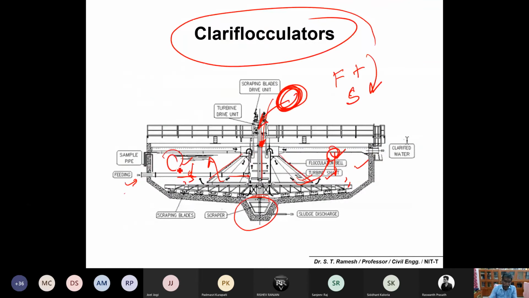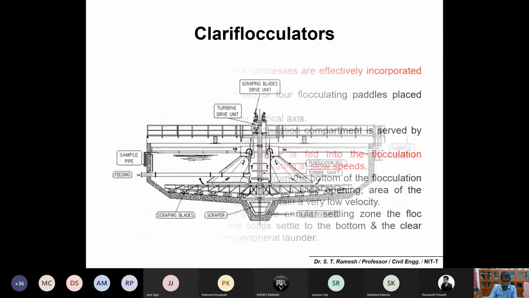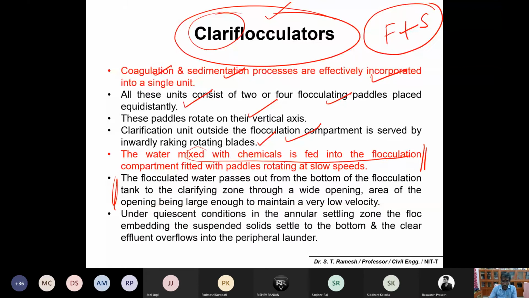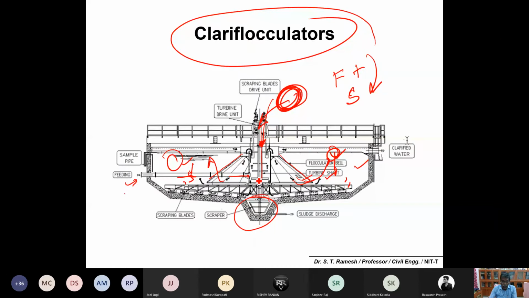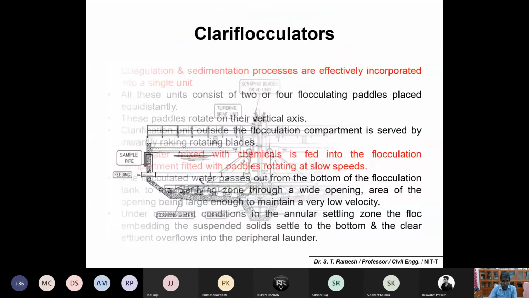Bottom of the flocculation tank to the clarifying zone. These are all clarifying zones, through a wider opening, and the area of the opening is large enough to maintain a very low velocity. Please make a note of that. Water inlet is from the top, and you should have small mixing paddles to enhance the collisions for flocculation to occur. After flocculation, I take out the water through the bottom of your flocculation basin or bell, and here the clarification may happen. Solids will settle, and you can take out the clear or clarified water at the outer periphery through the effluent weir. So this is what the clariflocculator is.